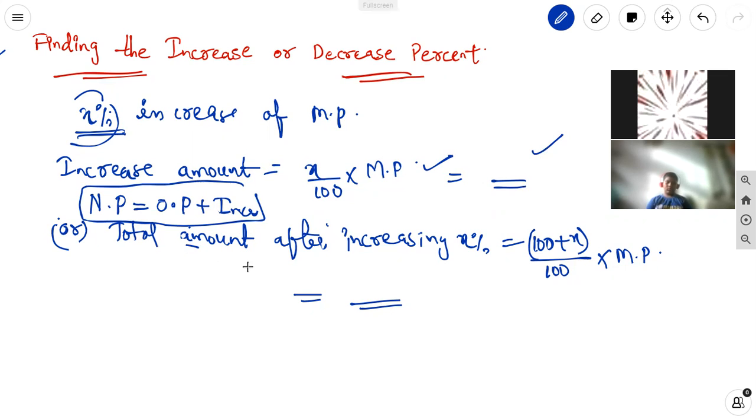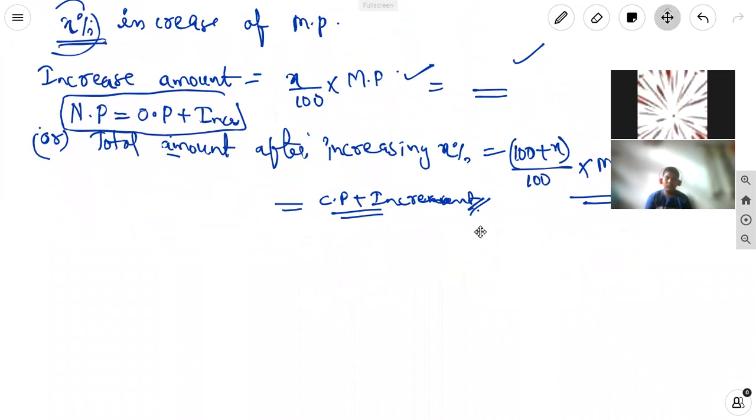The other type is total amount after increasing, where we directly add the increment to 100, that is 100 plus X by 100 into market price. Here we directly get the new price. This total amount is equal to old price, the actual cost price, plus the profit or increment. This is for increasing by any percentage.